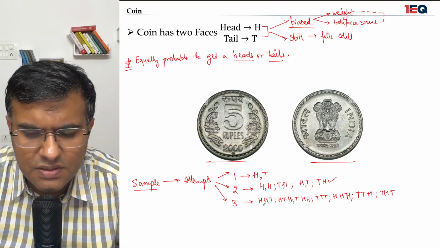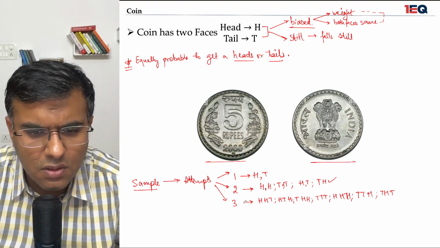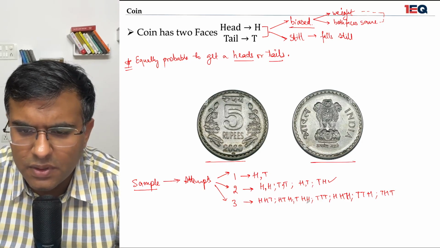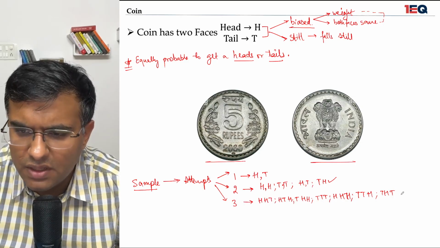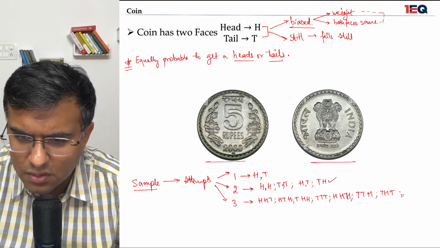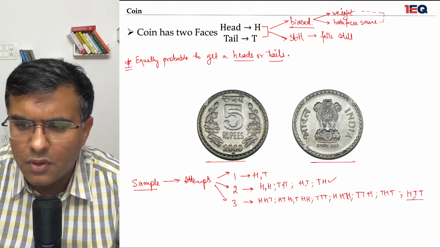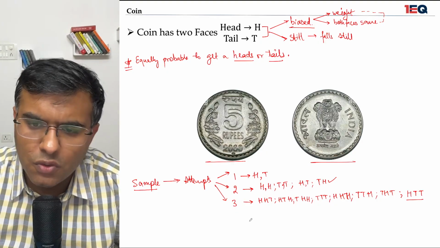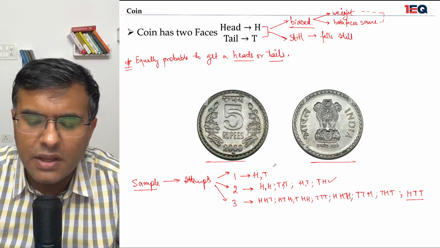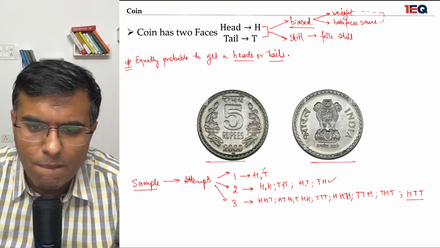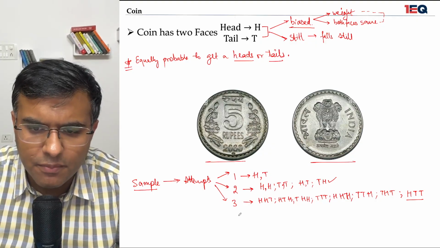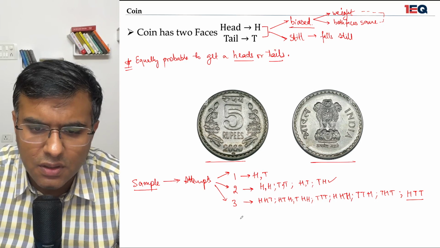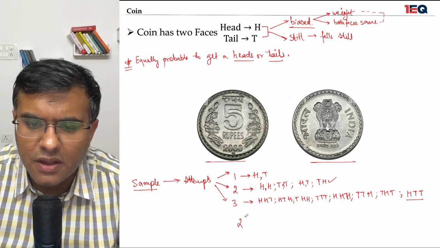THT, 2 raised to the power 3 is 8, 1 2 3 4 5 6 7, and one more is left. H T T. So these are all the outcomes which are probable. You need to understand that each and every time we will have a situation over here, it would be 2 raised to the power of n.